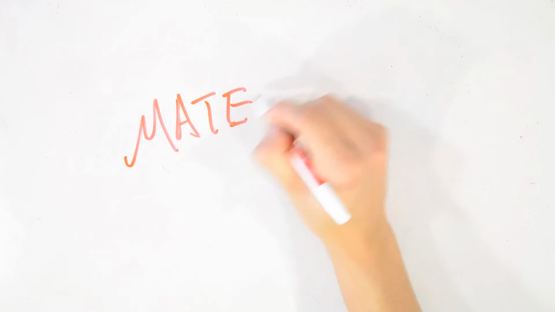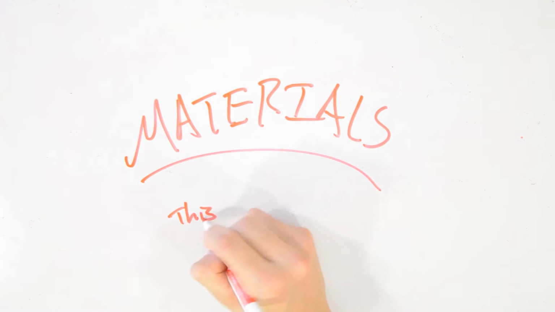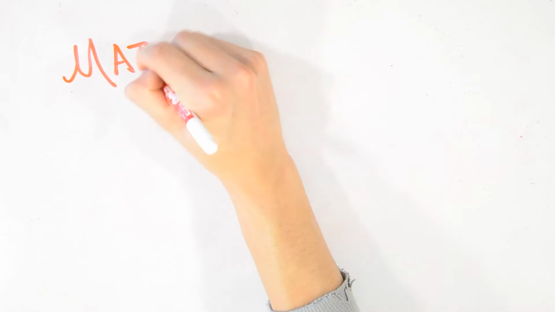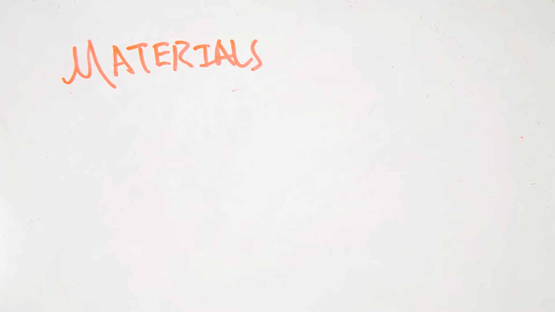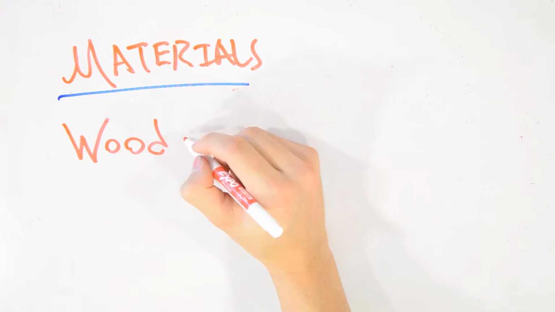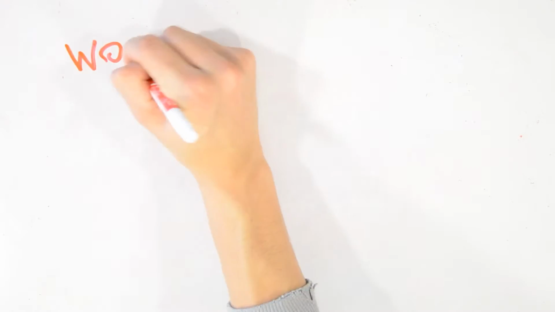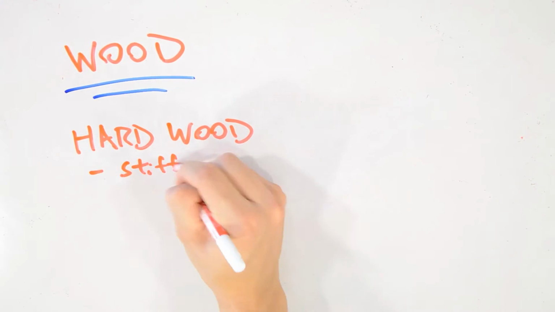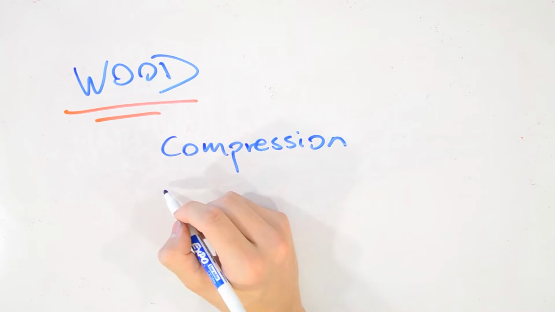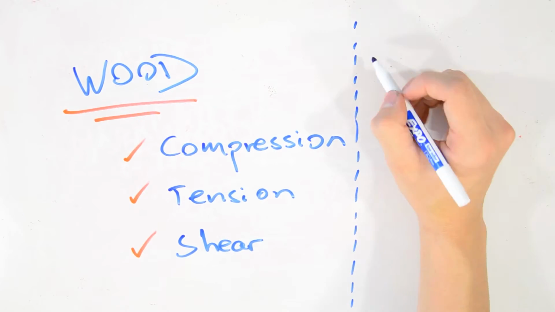Hang on a second, this tutorial was supposed to be about materials, right? Anyways, now we'll move on to material selection with these loads in mind. Different materials obviously are suited to handling different loads. So what we're going to do is talk about some general purpose materials that you're likely to encounter. Number one, wood. Hardwoods such as oak or maple are stiffer and stronger under compression than softwoods like fir or cedar. But wood in general is pretty alright in compression, tension, and shear loading.